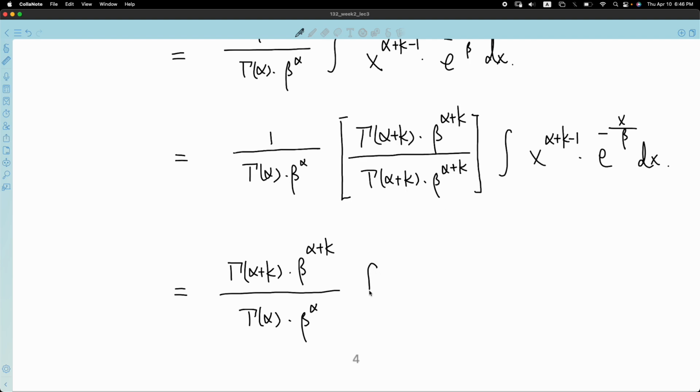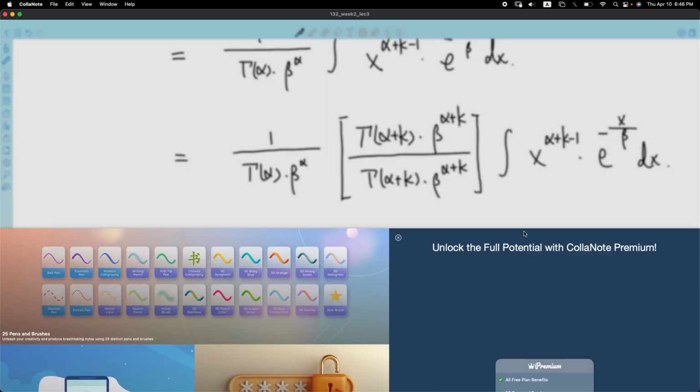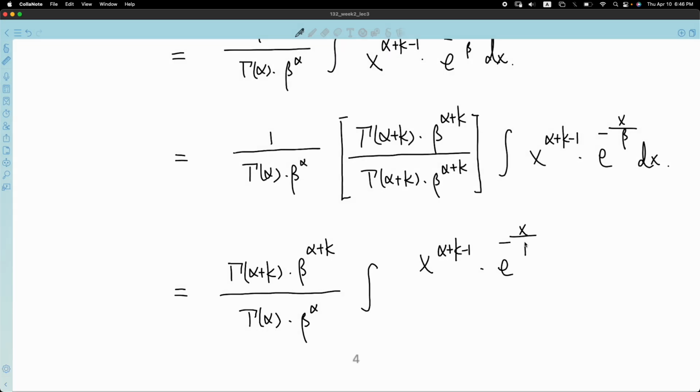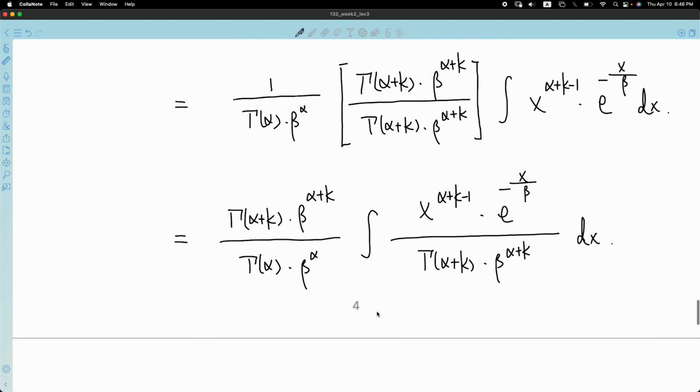Okay, so here I have dx, x raised to the power of alpha plus k minus 1, e to the negative x over beta. So that's the thing originally inside the integral. And then I bring in the constant term from the denominator, alpha plus k, dot dx. Any question so far from the third line to the fourth line?